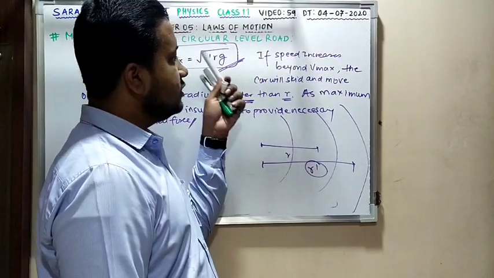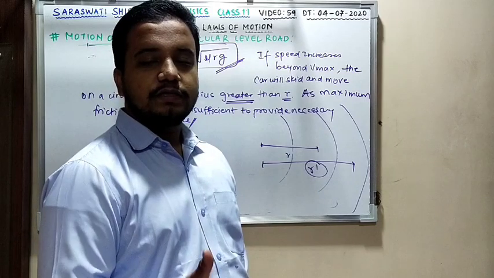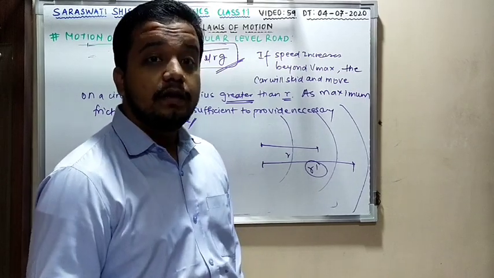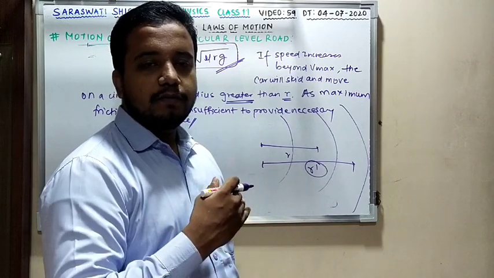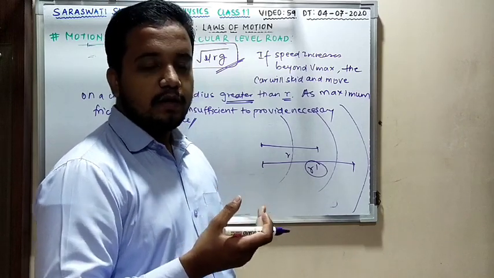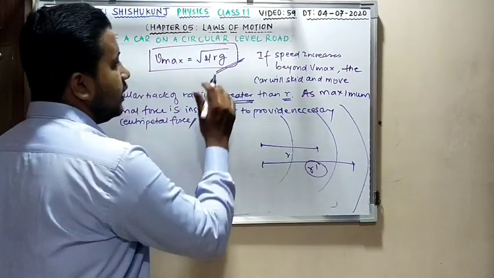If you increase your speed, your frictional force is insufficient to provide the necessary centripetal force. Then what happens? Your car will skid off, move away from the center, or try to move on a circular track of radius greater than r. Is this clear? One thing we have concluded here.